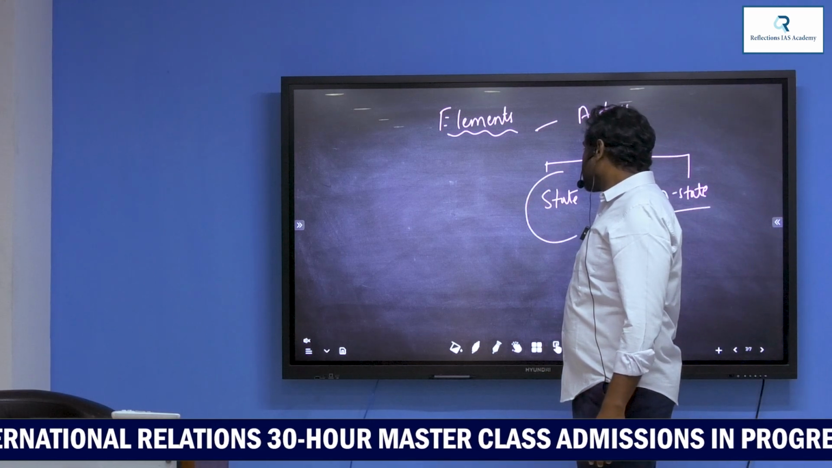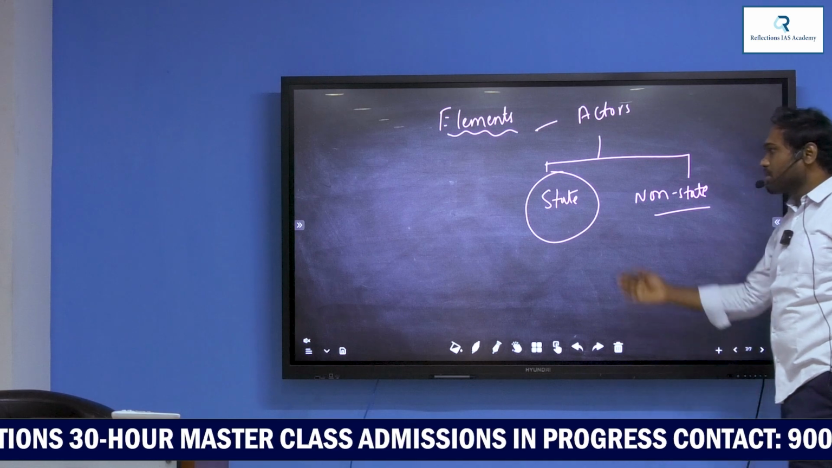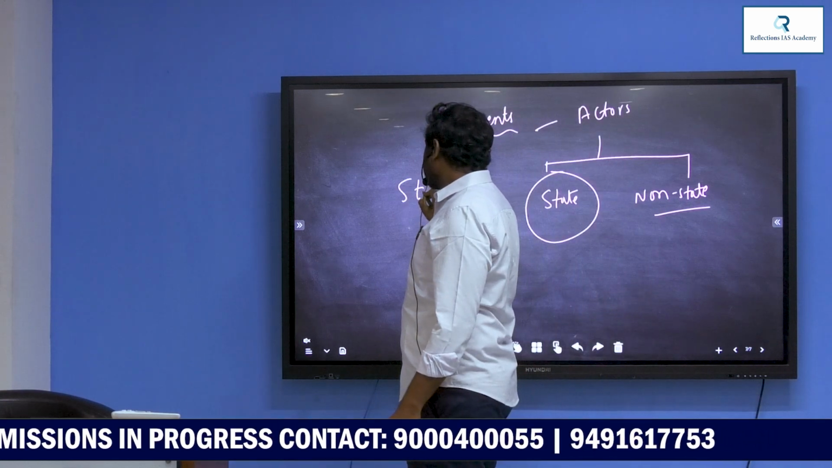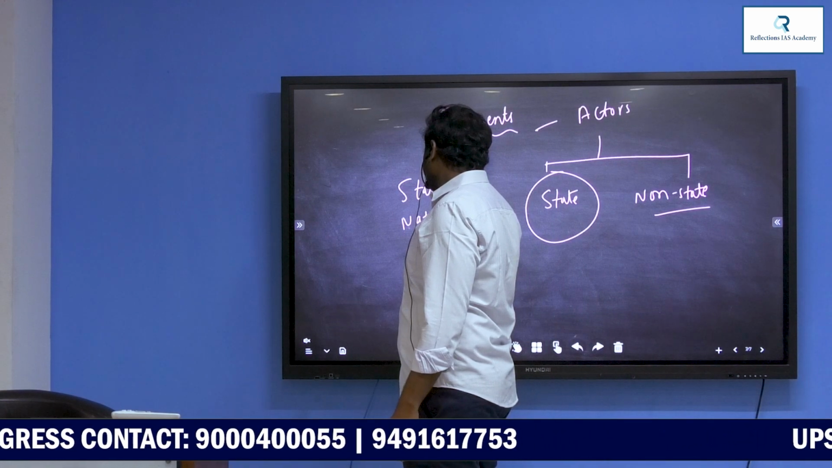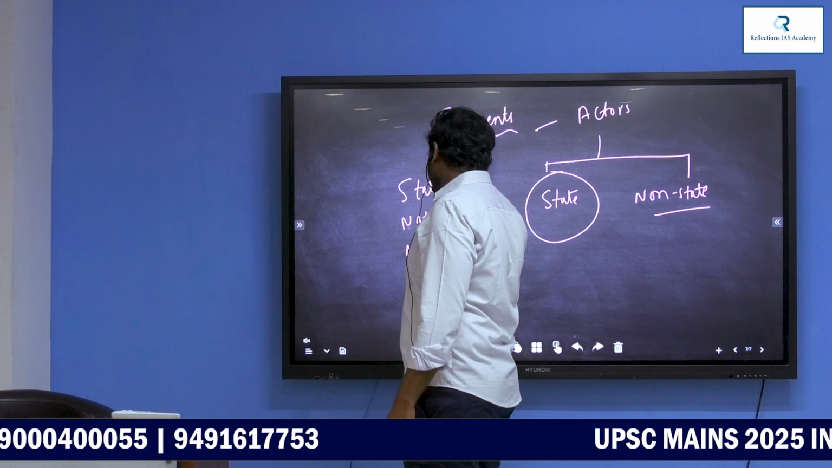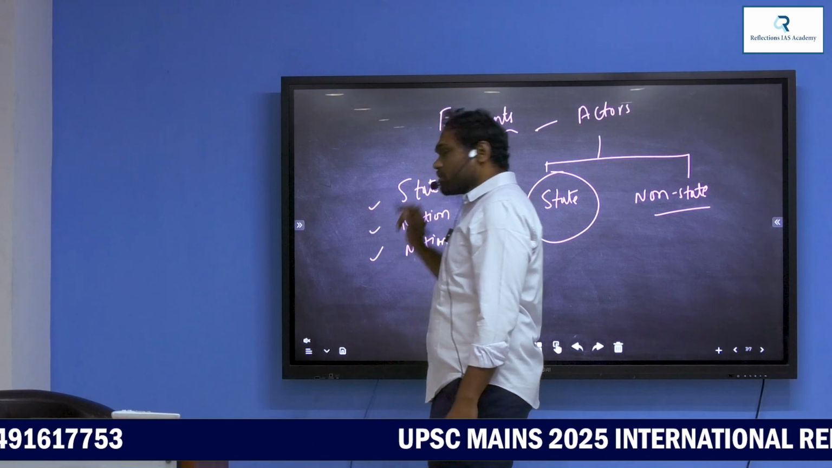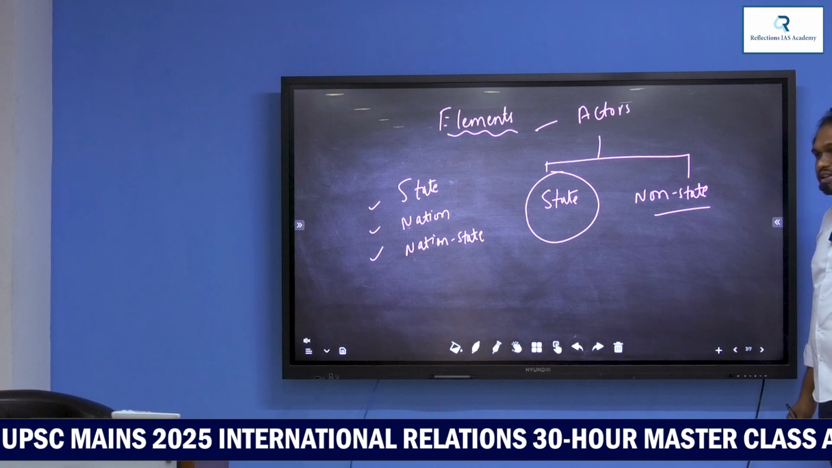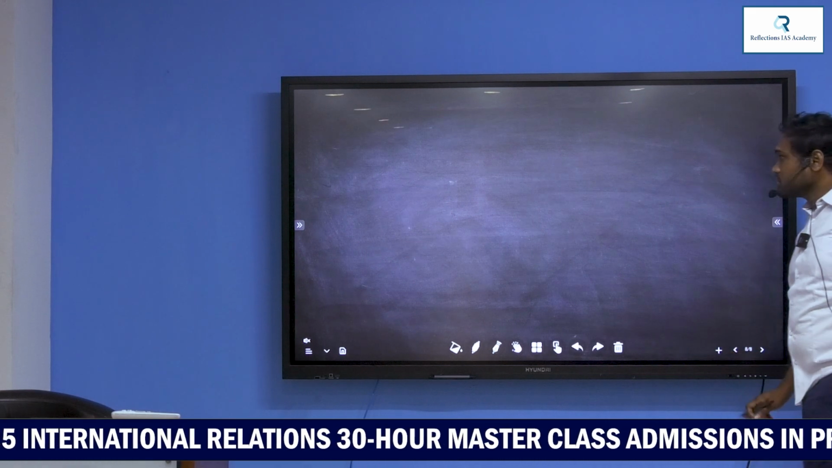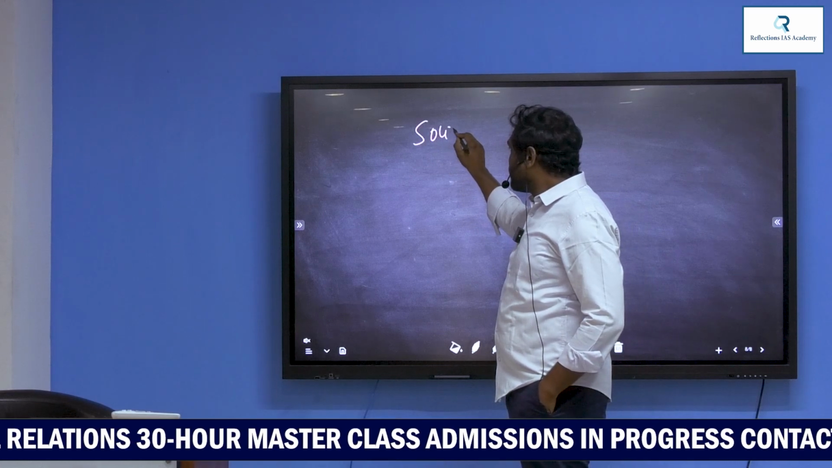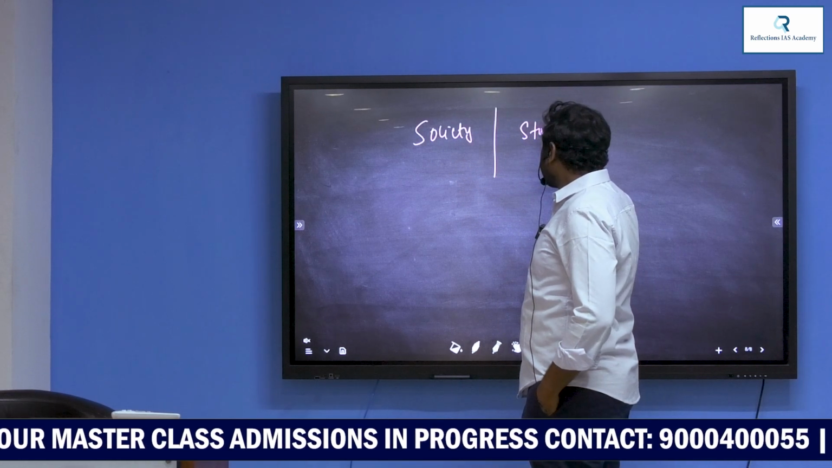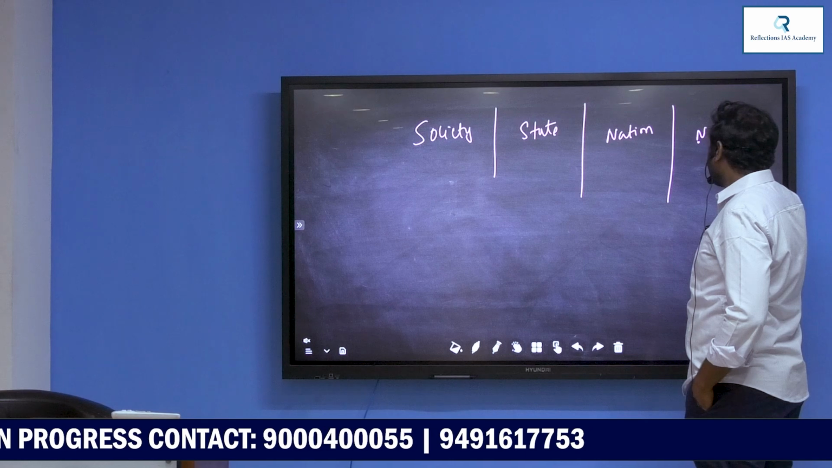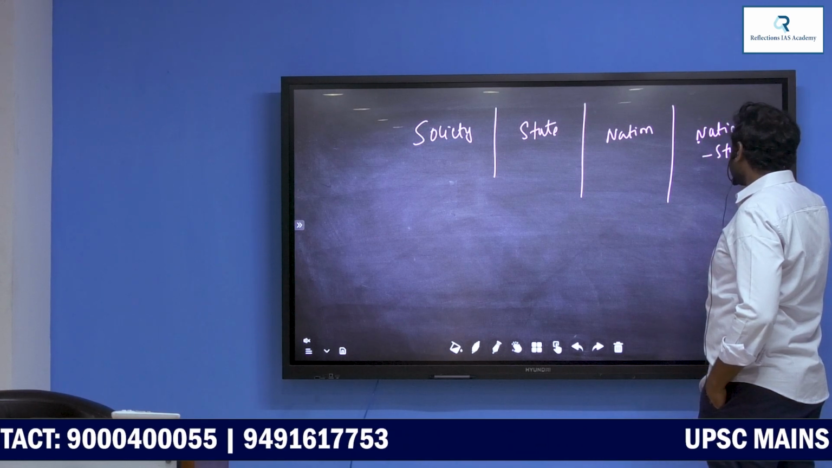As we are arriving at this term called state, it becomes necessary for us to understand what state is. We come across terms like state, nation, and we also come across nation state. These are the terminologies we come across. What is a state and what is a nation? What do you mean by state? You have some elements again: society, state, nation, or nation state. What is state? What do you mean by state?